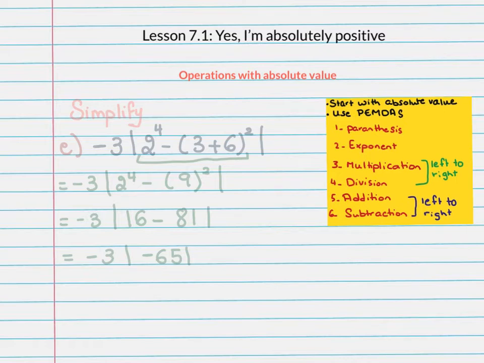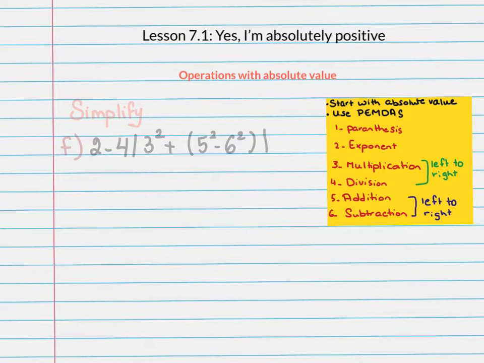Remember here, the -3 and the 65, or the absolute value of -65, they have a multiplication between them. Even if it's not written, it's a multiplication. So we have -3 multiplied by 65, and the answer will be -195, because -3 multiplied by 65. So the final answer is -195.